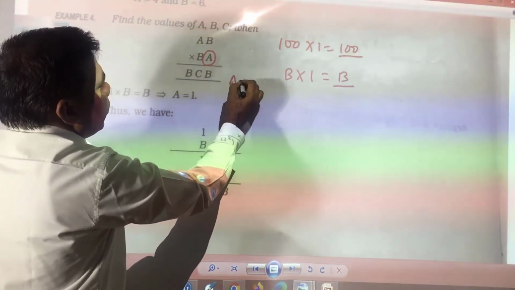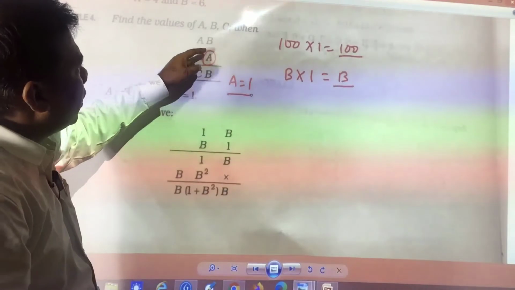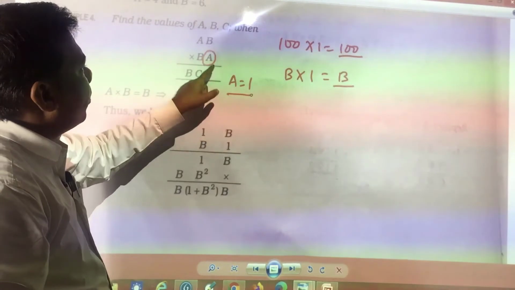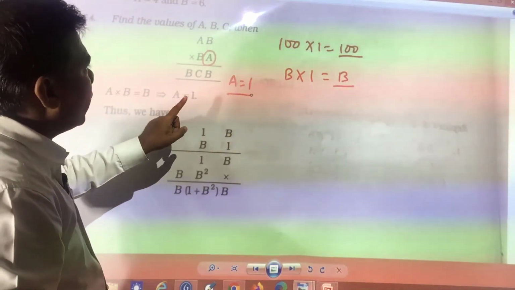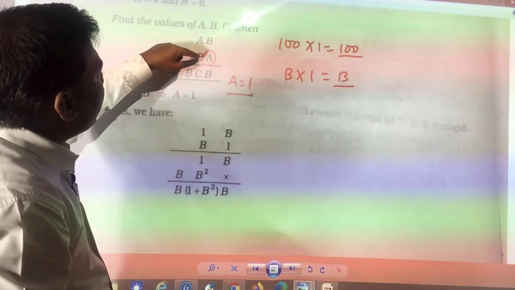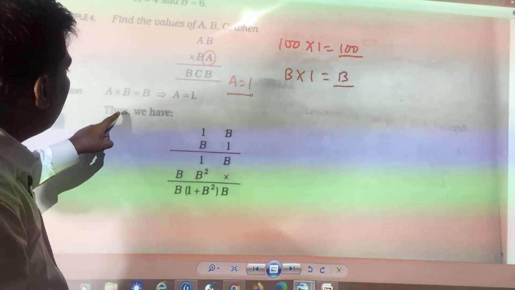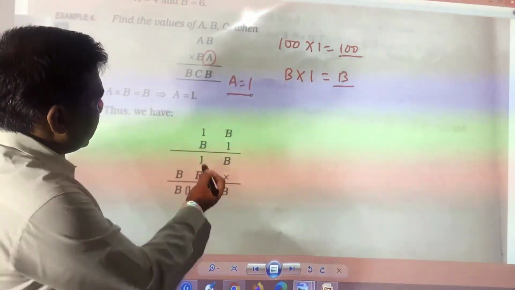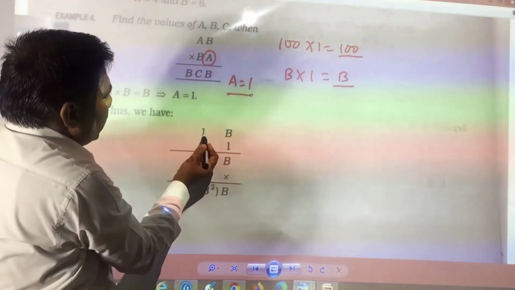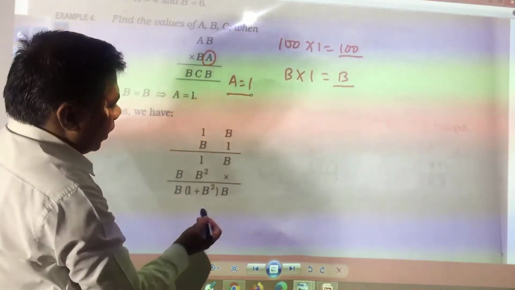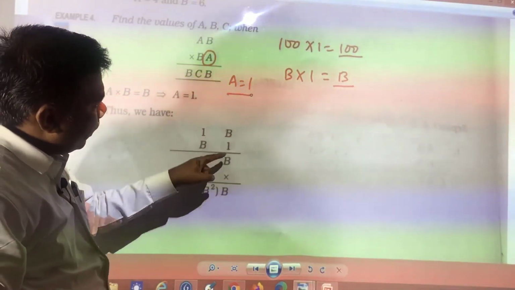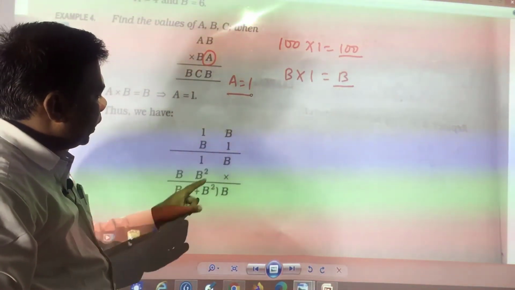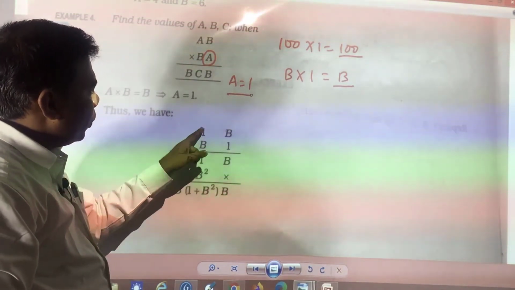So, if B is being multiplied with A, then you are getting B. It means A is equal to what? 1. Then only you can get B into 1, then only you will get B. Then A into A means 1 into 1 will be 1. And then you see B into B, here A into B you have got B, it means A is equal to 1. Thus, we have here, suppose in place of A you have written 1. Now you multiply this. 1 into B, B you have got, 1 into 1, 1 you have got. Now B into B, what you will get? B square, B into 1 you will get B.